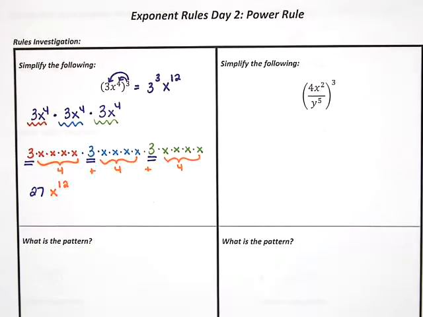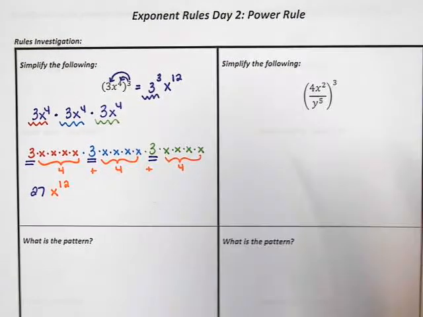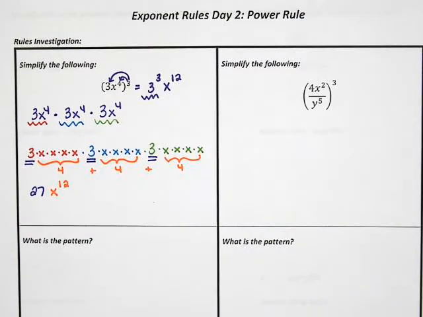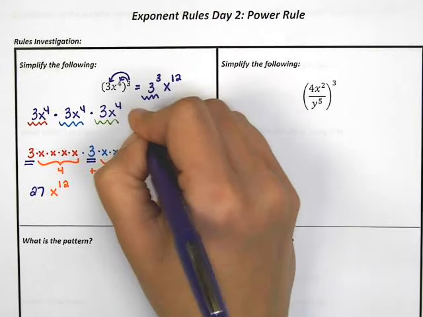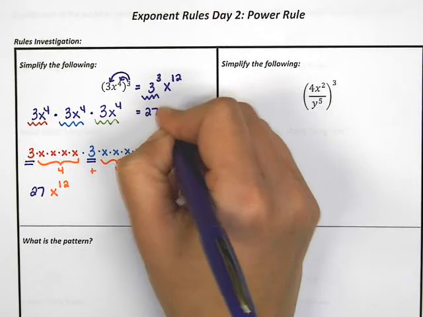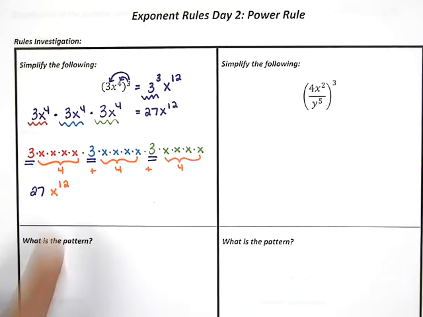Now to check if that's true, I need to know what 3 to the third is. It turns out that 3 to the third really is 27, so 27x to the 12th. It seems to match what I expected to get when I wrote that out.